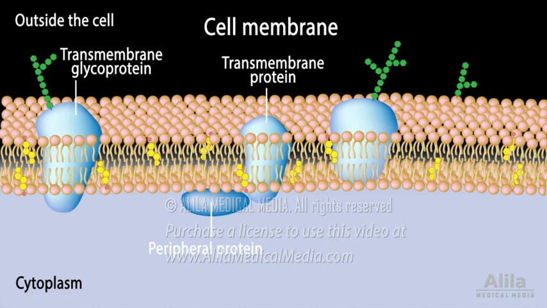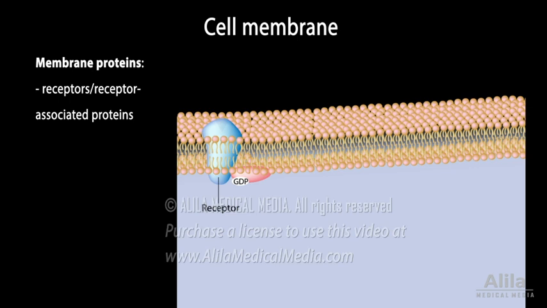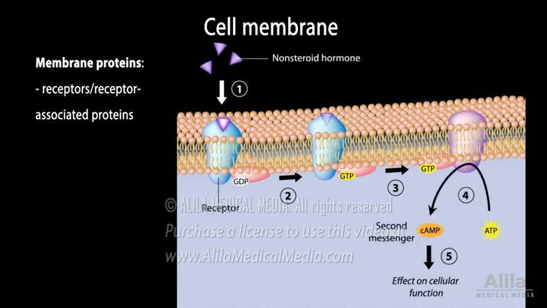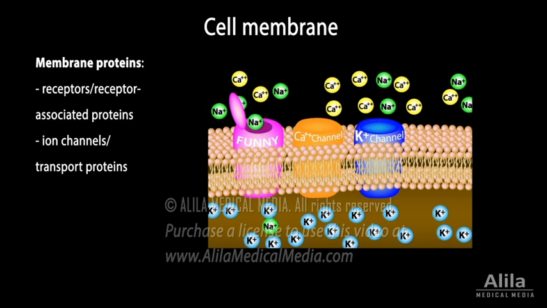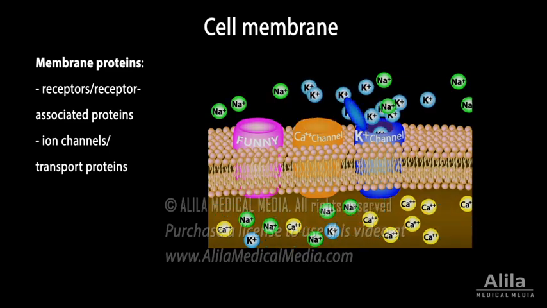Membrane proteins fulfill a variety of functions. As receptors, or receptor-associated proteins, they receive messages from outside the cell. For example, a non-steroid hormone must bind to a membrane receptor and act via several other membrane proteins to activate a cellular response. Each receptor is specific to a certain molecule. As ion channels or transport proteins, they help move charged particles and large, uncharged polar molecules across the cell membrane.